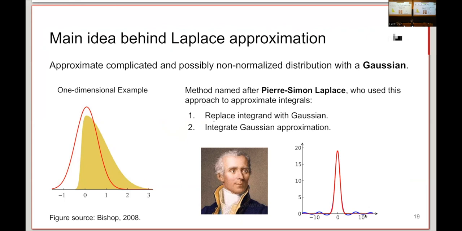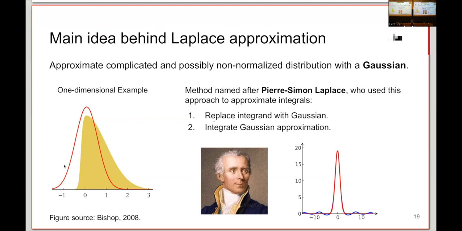So Laplace was using this for approximating any type of integrals. We're going to focus on approximating integrals with respect to probability distributions. And the approach is going to be to approximate maybe this complicated probability distribution in orange here with a Gaussian shown here in red.